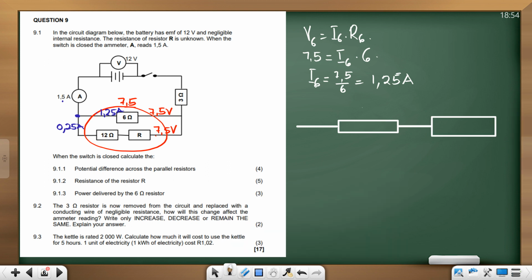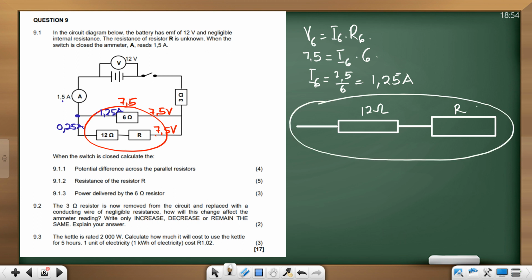This is 12 ohm. Total potential difference here, 7.5 volts. Guys, these are connected in series. Current remains what? Divine says 4.5, not 4.